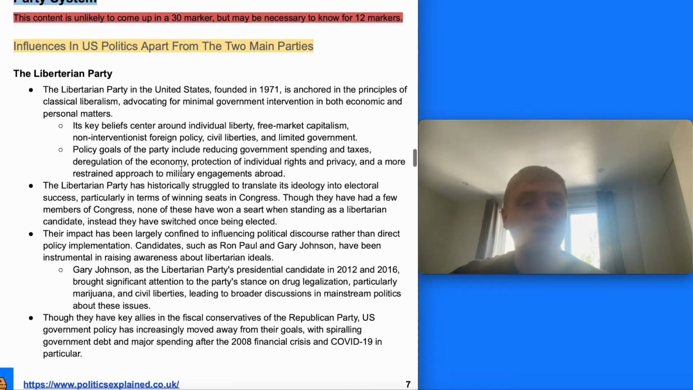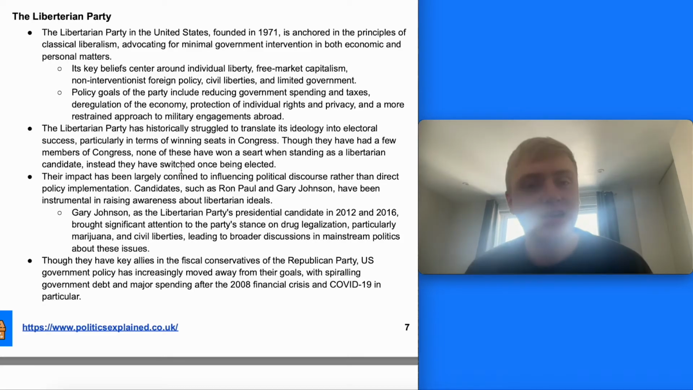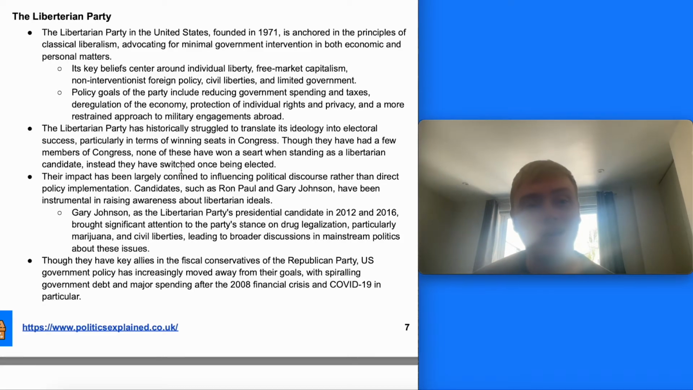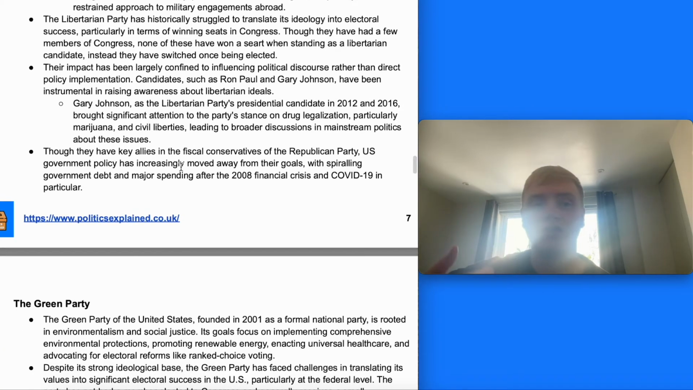So firstly, what we'll have a look at is influences in US politics apart from the two main parties. So the Libertarian Party, founded in 1971, is anchored in the principles of classical liberalism, advocating for minimal government intervention in both economic and personal matters. Its key beliefs centre around individual liberty, free market capitalism, and non-interventionist foreign policy, as well as limited government. Policy goals of the party really focus on reducing government spending and taxes, deregulation, and the protection of individual rights and privacy. And it's historically, though, struggled to translate its ideology into electoral success, particularly in winning seats in Congress.